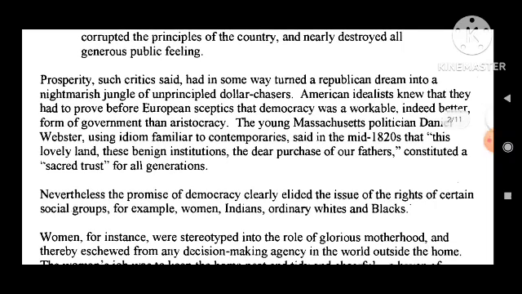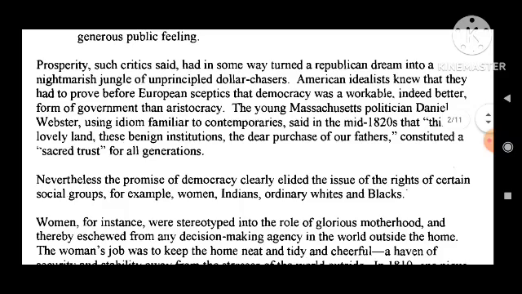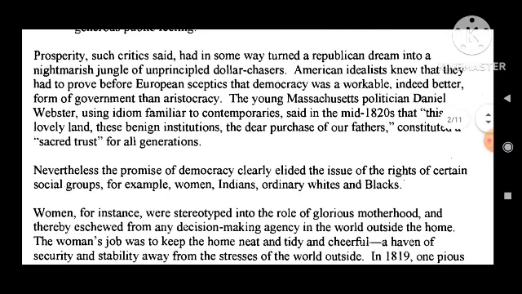Prosperity, such critics said, had in some way turned a republican dream into a nightmarish jungle of unprincipled dollar chasers. So American idealists knew that they had to prove before European skeptics that democracy was a workable, indeed better form of government than aristocracy.